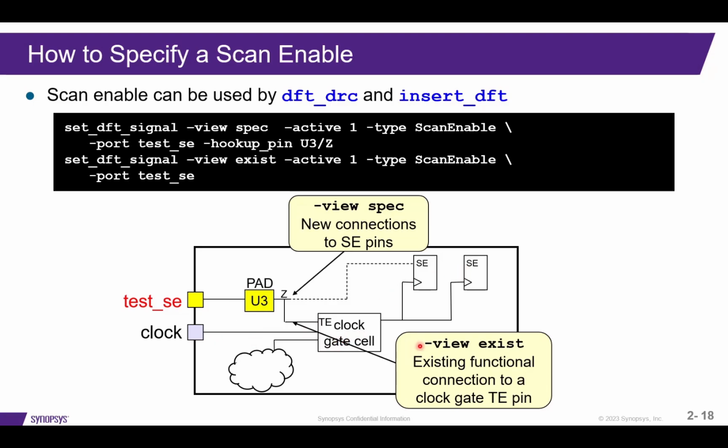Therefore, I could use -view exist to specify any existing functional connection to the clock gate pin. However, I will also use -view spec to indicate to the tool that there are new connections to this SE pin that need to be made. So I will be specifying both view spec and view exist on the same signal. Notice that in the view spec, I could define an additional hookup pin option to tell the tool that it should connect to the output of this pad. Otherwise, the tool could connect directly to the top level port.